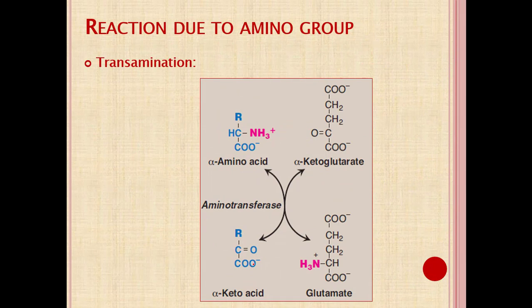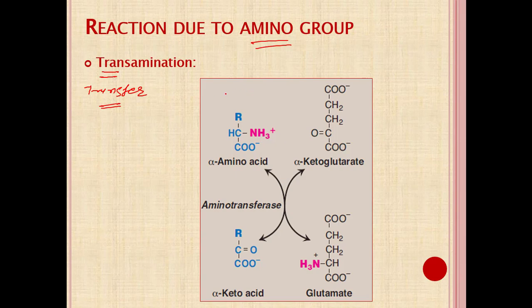The second major reaction related to amino acids is transamination, which means a reaction related to the amino group. The first reaction was related to the carboxyl group. Now this reaction is related to the amino group. Related to the amino group, mainly two reactions we have to study: transamination and deamination. The name itself suggests that trans means transfer. So in transamination, the amino group is not released in free form, but it is transferred from one molecule to another molecule.